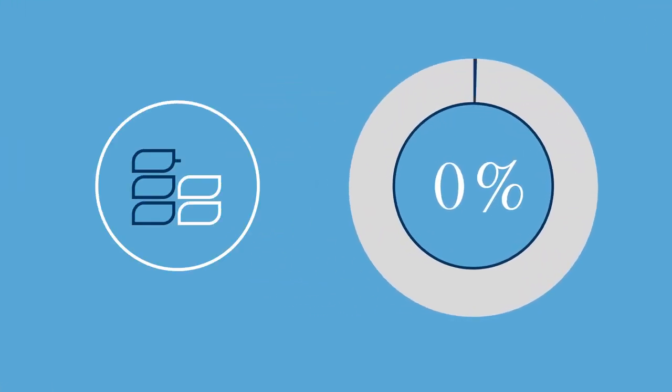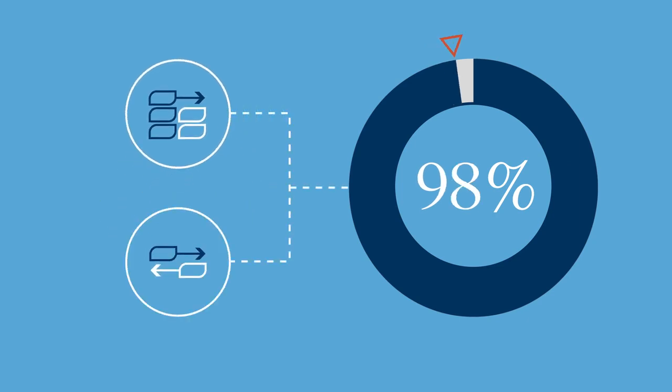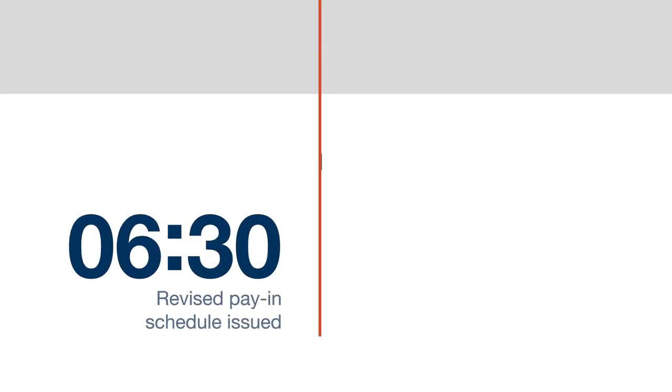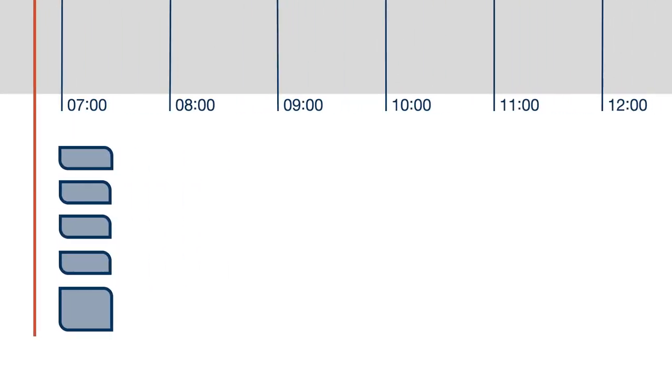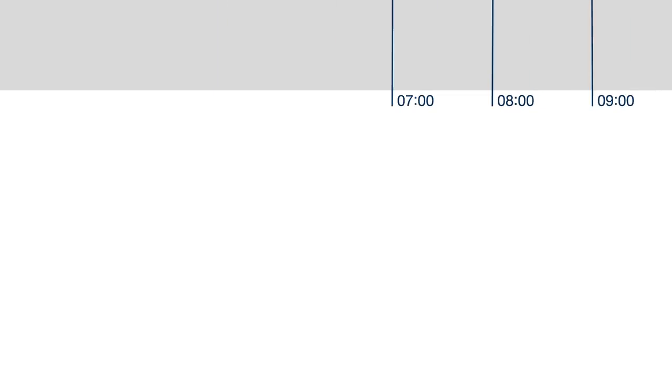A and B's funding requirements are multilaterally netted down by approximately 96%, and for some members, further still, using our additional liquidity tool, in-out swaps. At 6:30 a.m., we issue a revised pay-in schedule that specifies the minimum amount that must be paid in by set times. Spreading the pay-ins over a number of hours minimizes the draw on liquidity.